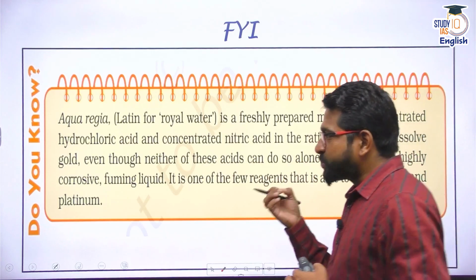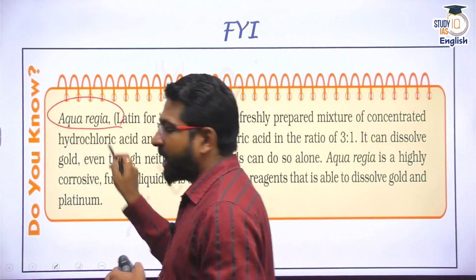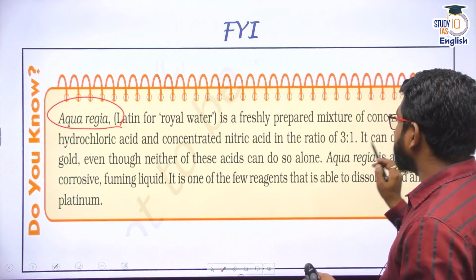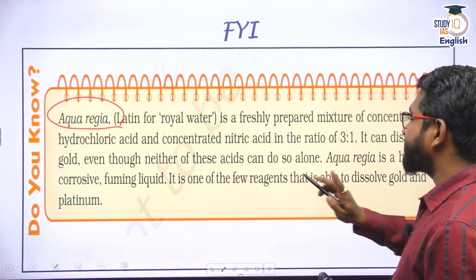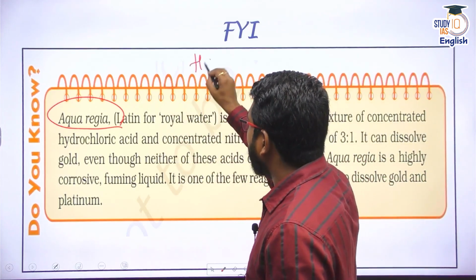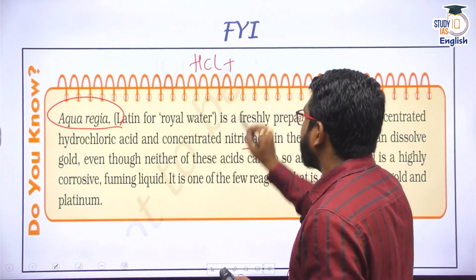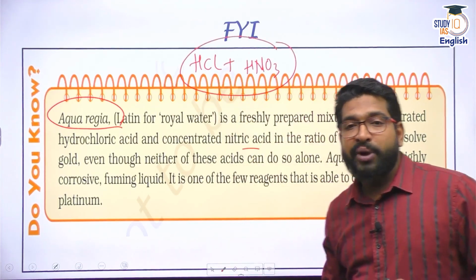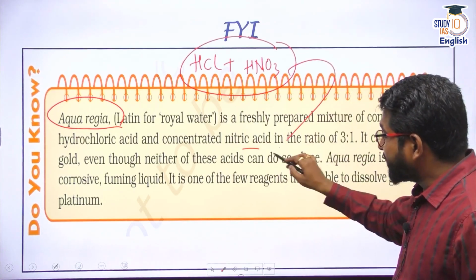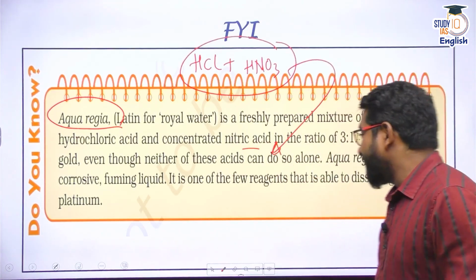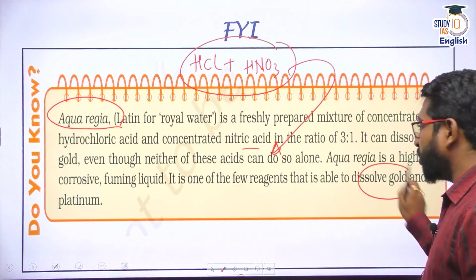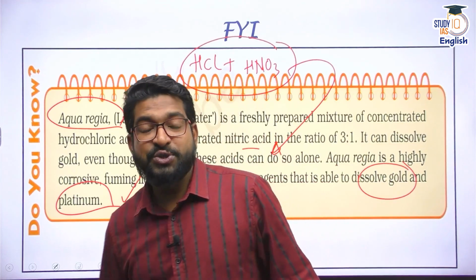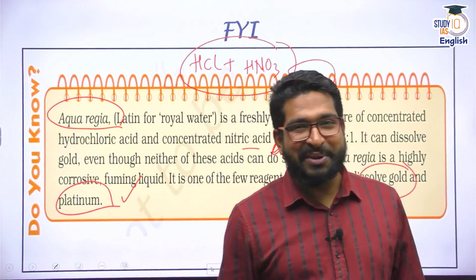But there is a solution called aqua regia. Aqua in Latin means royal water. Aqua regia is a mixture of two concentrated acids, that is HCl, hydrochloric acid, plus nitric acid. This mixture is called aqua regia, and it can dissolve gold. It has the ability to dissolve gold and even platinum. They are concentrated, so beware, do not try to experiment at home.